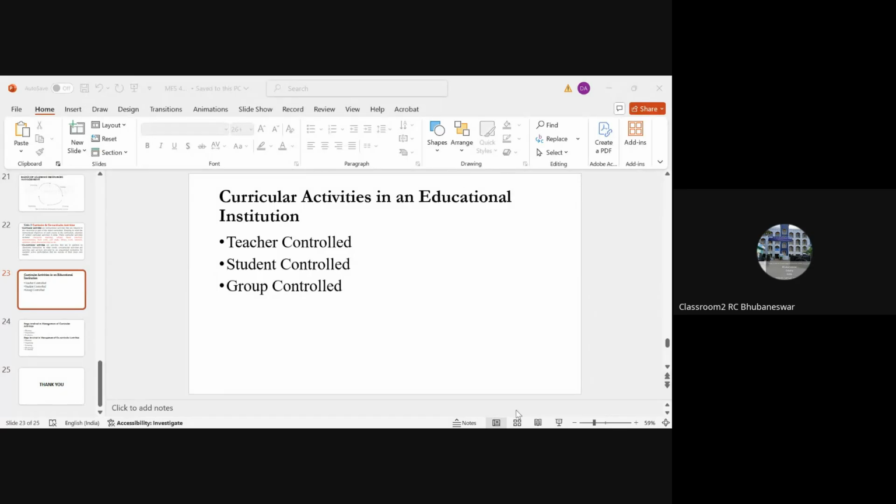Third one is group control. Group control means what? Group control curricular activities are to be organized in a group of students. A student learns something on his or her own by imitation, observation, simulation, and due to interaction with his or her student friends. Being a member of the team or group, they can learn by doing in a group.